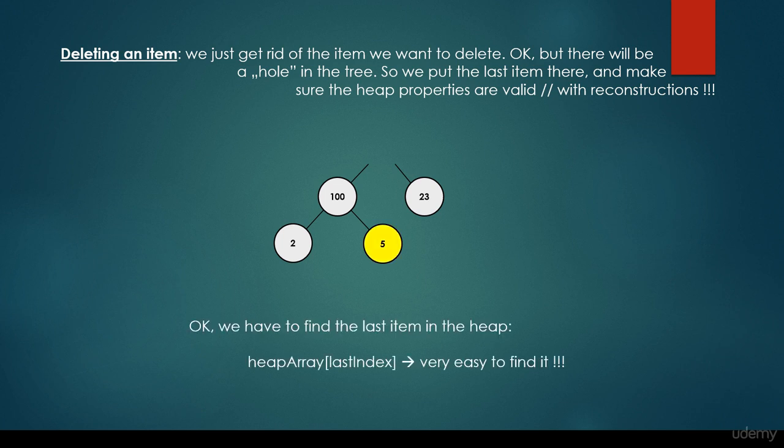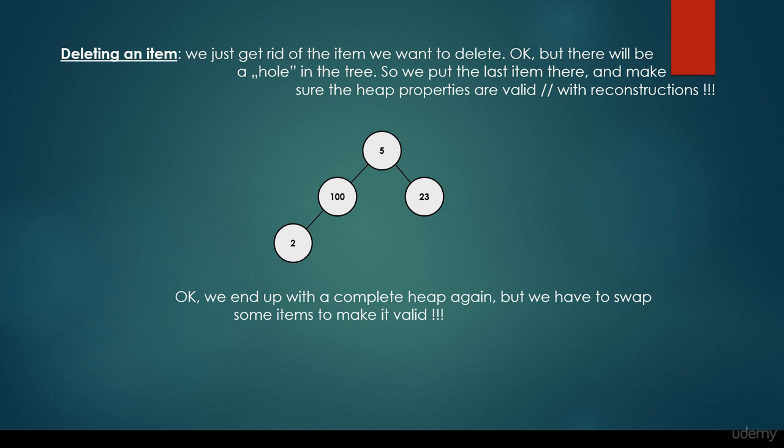So, the 5 is going to be the new root node. It's very easy to find the last item because in the one-dimensional array, it's going to have the last index. So, it's quite easy to find it. Okay, it is a valid heap in the sense that it is complete, but we have to make sure that other heap properties are not violated. In this case, because this is a maximum heap, the heap properties are violated because the maximum item, which is the 100, is not in the root node. So, we just have to swap them.